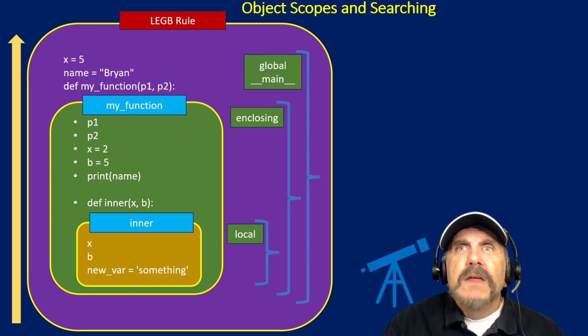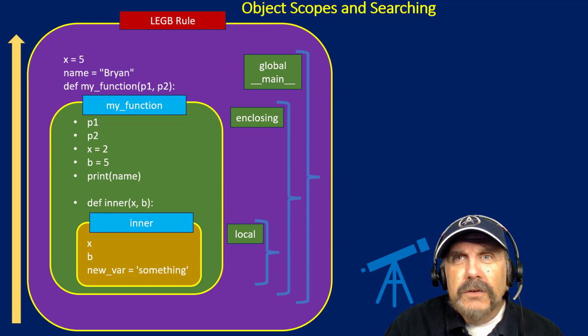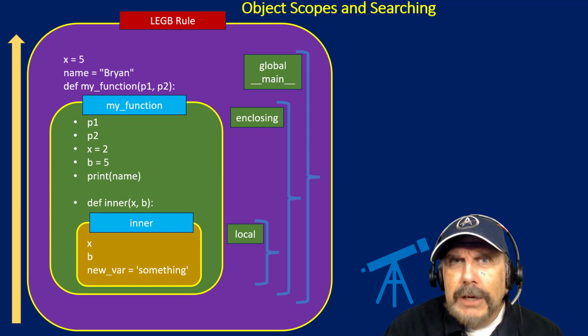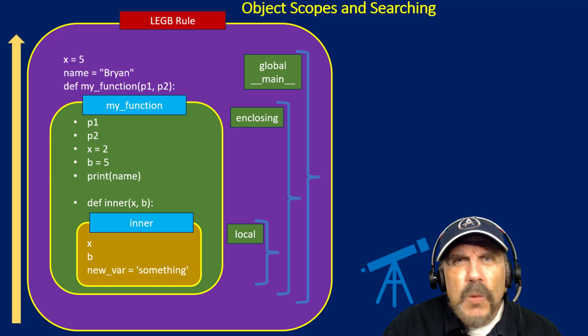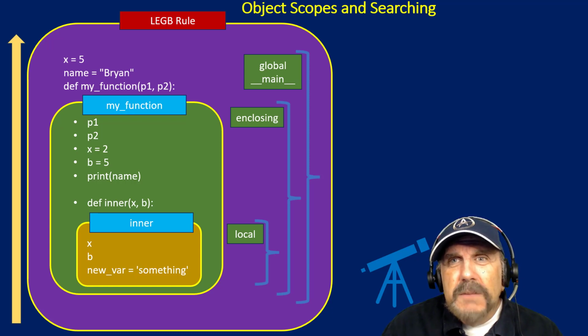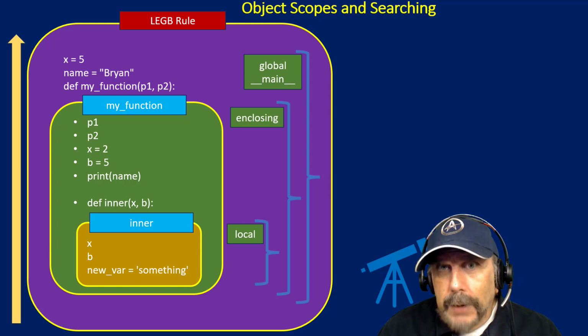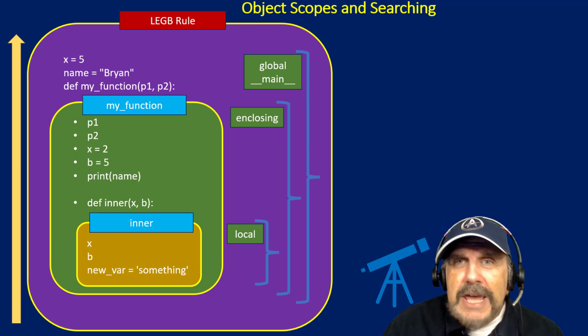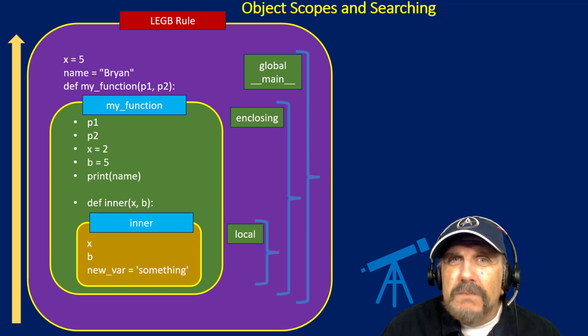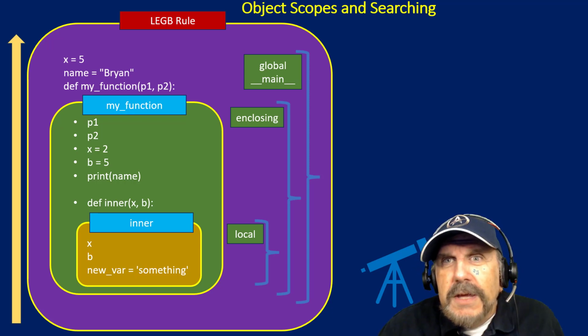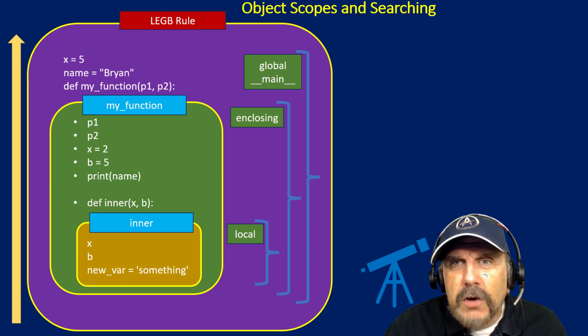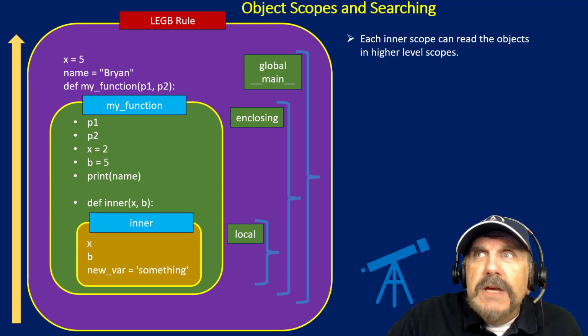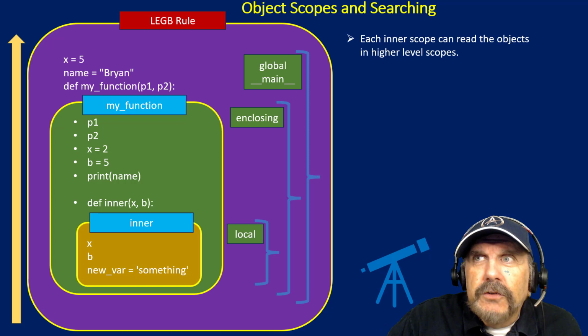And be aware that our functions can reference, as I said, global and other types of variable scopes, but it's not necessarily good practice. And I'll talk a little about that later, because the problem is you may not know where it is getting the value for x or b. If you've got 20,000 lines in a program, it may not be that clear. So general rule is try to pass any parameters you want to be seen as parameters explicitly. Python says explicit is better than implicit because it's more understandable. Now back to our story. You can see inner is creating a new variable, new var called something. Each inner scope can read the objects in higher level scopes.